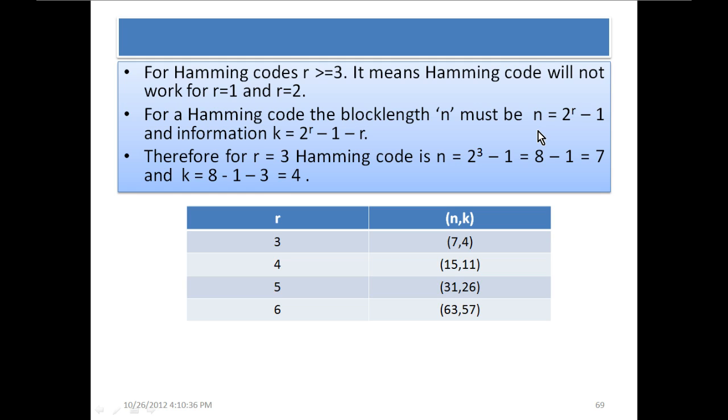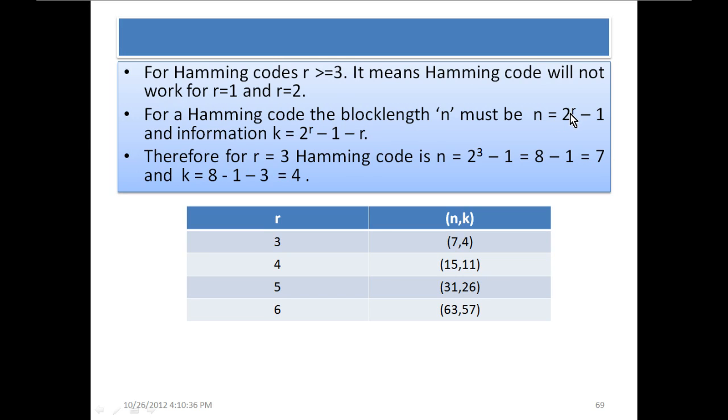What is the condition? There are 2 conditions. The first condition is that r must be greater than or equal to 3. So the number of bits which you are going to add in the Hamming code must be at least 3. Second, n must be equal to 2 raised to power r minus 1.